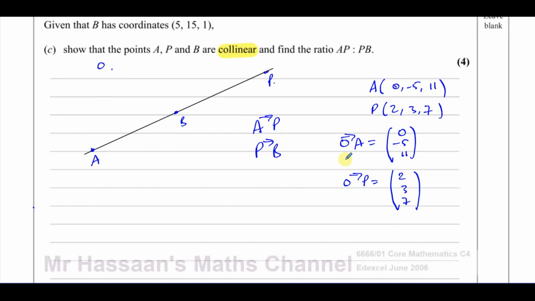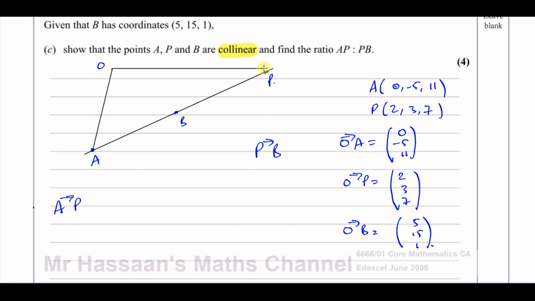And if the coordinates of B are 5, 15, and 1, then O to B is going to be 5, 15, and 1. Okay, so if I want to find, for example, A to P, that means I've got to go from A to O and then from O to P. That will be the vector A to P. I've got to go A to O plus O to P, which is the same as saying O to P minus O to A.